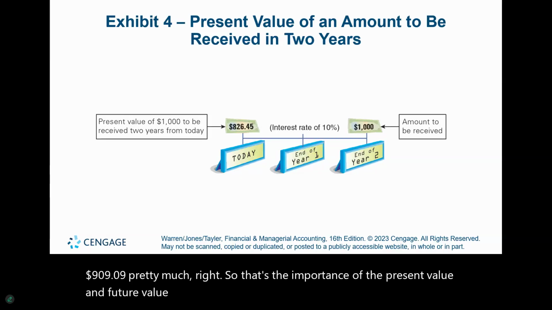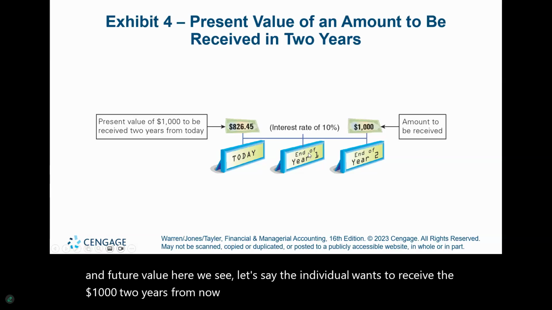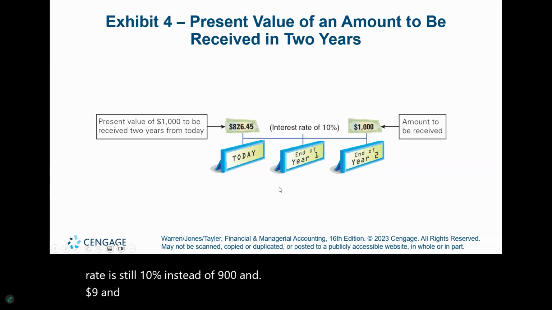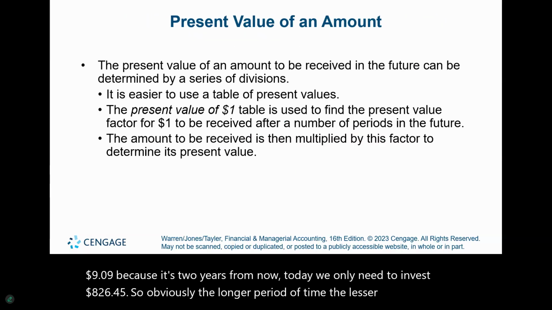Here we see, let's say the individual wants to receive the $1,000 2 years from now, not 1 year from now. And again, the interest rate is still 10%. Instead of $909.09, because it's 2 years from now, today we only need to invest $826.45. So obviously, the longer the period of time, the lesser the amount that needs to be invested.